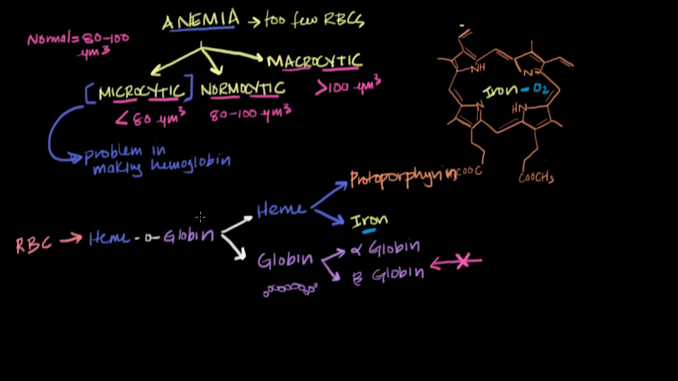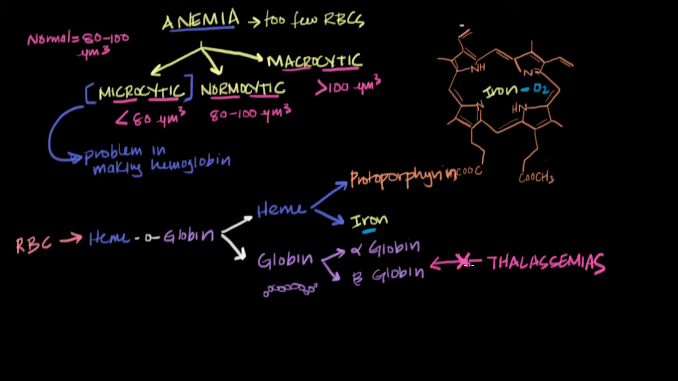So that group of diseases in which you have a problem in making globin tends to be hereditary. They tend to be genetic. And they're referred to as the thalassemias. So these are a group of microcytic anemias due to a problem in making globin.